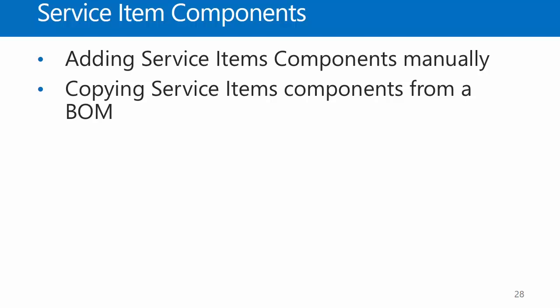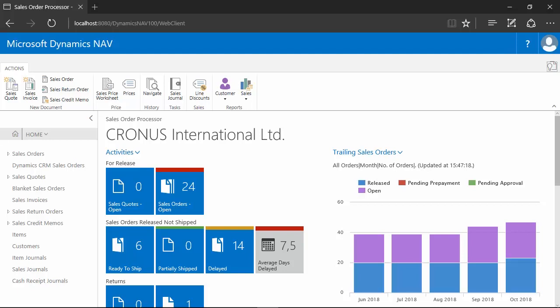With the manual process, you create a component list yourself. With copying service item components from a BOM, you need a service item linked to an inventory item with an assembly BOM. You can then copy the service item component list from the BOM with a function, avoiding the manual entry. The manual process to create a new component list or to add new components or to change existing components from a service item component list is quite straightforward.